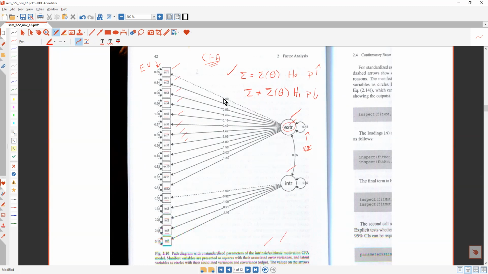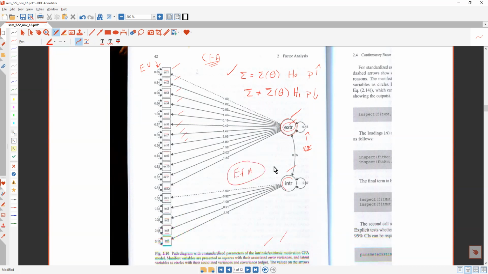It's not this variable pointing to the factor. So we're saying that this factor is giving rise to these variables, so the theory goes. And the intrinsic one is giving rise to these. So basically you're saying this factor has these variables as possibilities for loadings, and this factor has these variables as possibilities. Now, how does that differ from EFA?